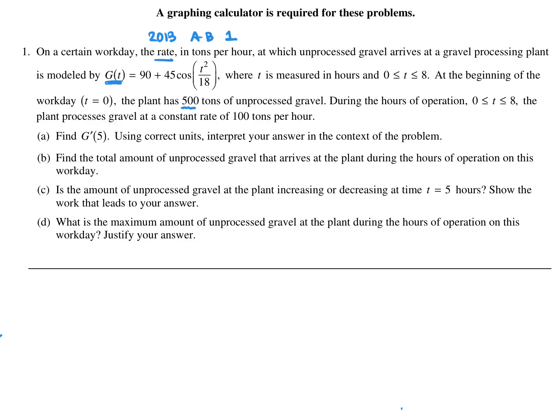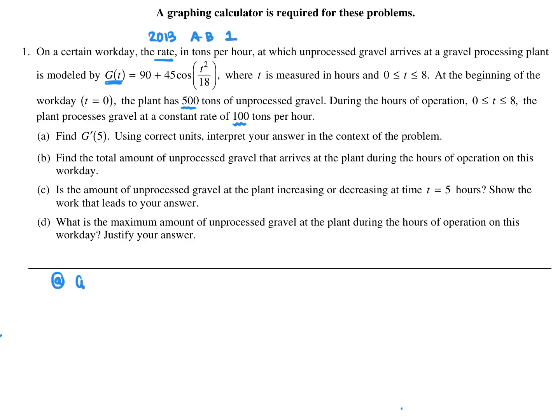During the hours of operation between 0 and 8, the plant processes gravel at a constant rate of 100 tons per hour. Part A, find G prime of 5 using correct units. Interpret your answer in the context of the problem.